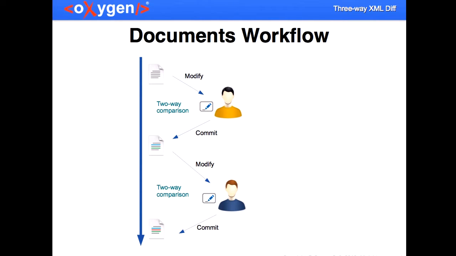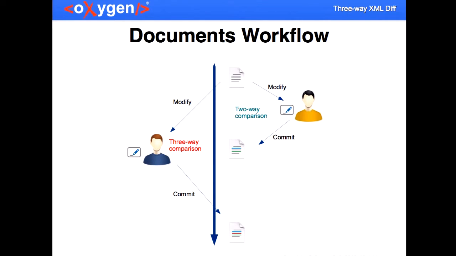There are two types of workflows. Let's say that there is a workflow when a user takes a document, changes, and then commits it on the repository. It can be locked between these times. And here you can use a two-way diff algorithm, because you want to see only the modification between your version of the document and the version that was on a repository. And then another user can take the same document and change it.